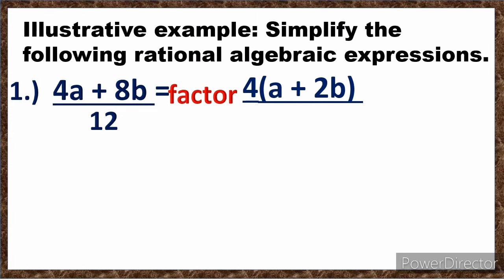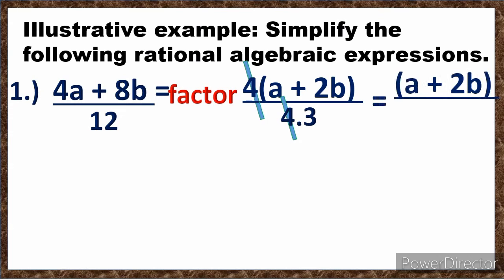We factor out the common and apply the greatest common monomial factor. For the denominator, we factor 12. The factor of 12 is 4 times 3. Then the next step is to cancel out the common. 4 divided by 4 is 1, or we can cancel 4. And now the final answer is a plus 2b over 3.